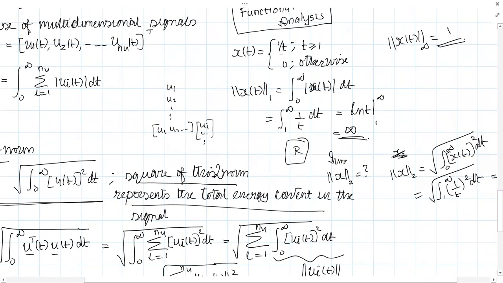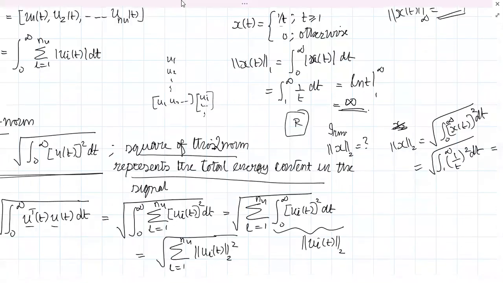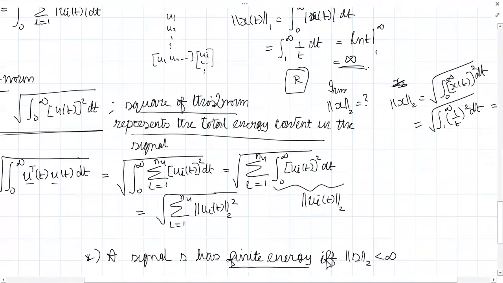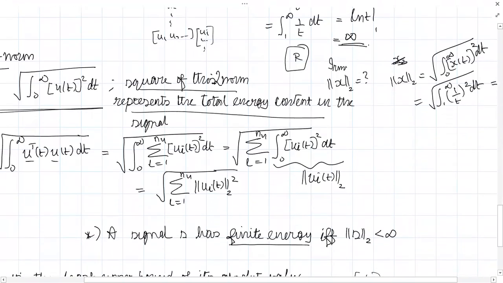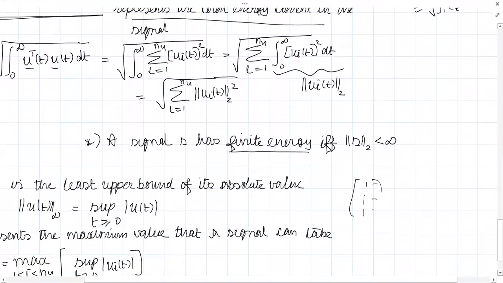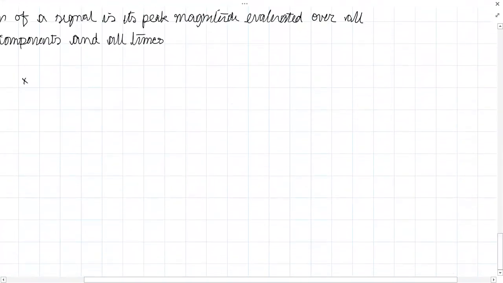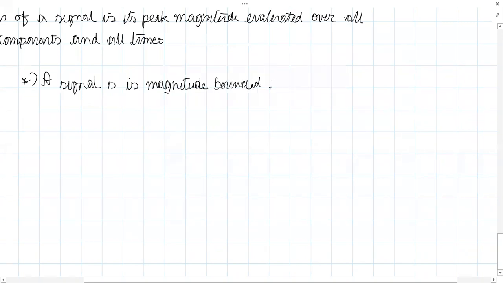So what can you say? The signal is magnitude bounded, because its infinite norm is less than infinity, which means the magnitude of the signal is bounded. You have to check the 2 norm to see if the signal has finite energy, and you have to check its infinity norm to see whether a signal is bounded in magnitude. A signal S is magnitude bounded if and only if the infinity norm is less than infinity.